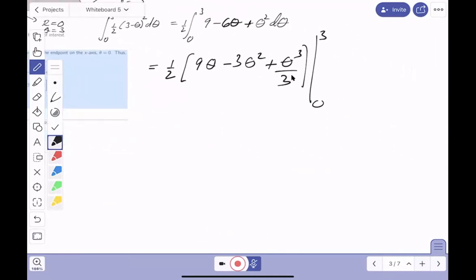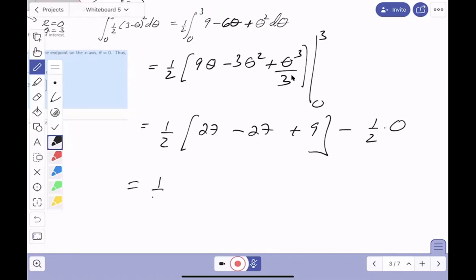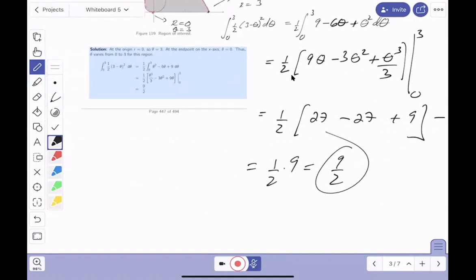All right. So let's take a look at this. 1/2. That's going to be 27 minus 27 plus 9. And again, the lower limit is 0. Every term on the inside there evaluates as 0, so it's times 0. So what do you have here? 1/2 times 9, which is 9 over 2. Let me say it again. Mistakes happen. Let's look at our key, and I'm seeing it.